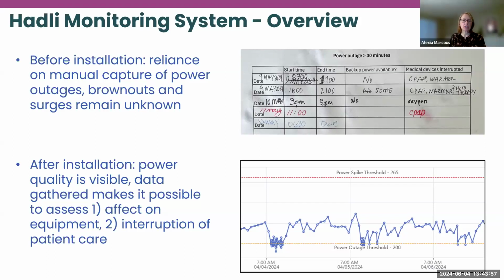But a solution that Hadley provides is that after installation, not only is the power quality visible, the data gathered then makes it possible to assess the effect on the equipment and the interruption of patient care. We can see here a chart that shows the voltage coming into the ward is sometimes thrashing around a low threshold, and that can be damaging to the medical devices there and interrupt patient care.